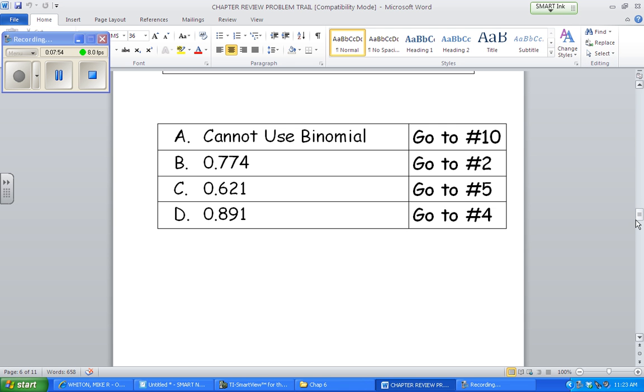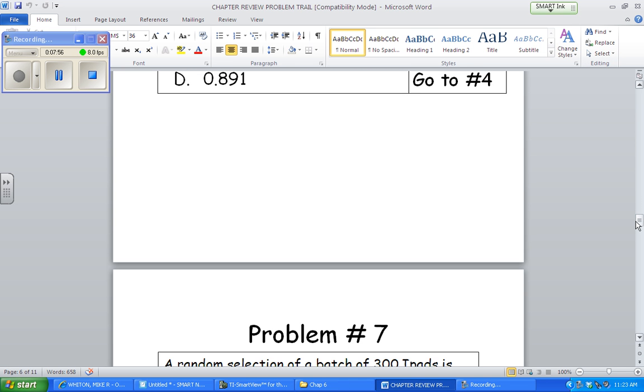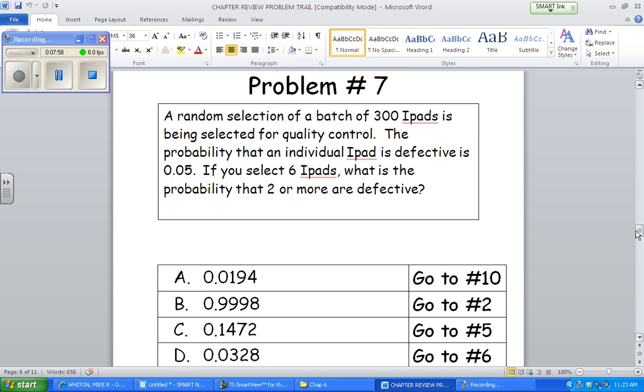Okay, moving on to number 7. There we go. Similar situation here, 300 iPads. The probability that an individual is defective is 0.05. If we select 6, what is the probability that 2 or more are defective? Okay, so this one, think about the random variable is the number of defective. Okay, so out of 6.